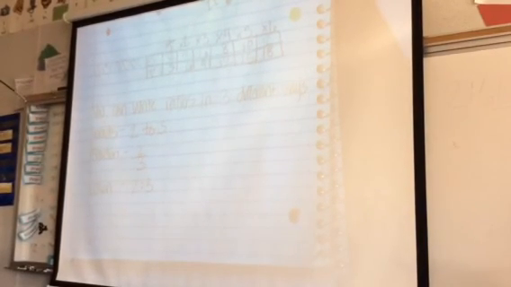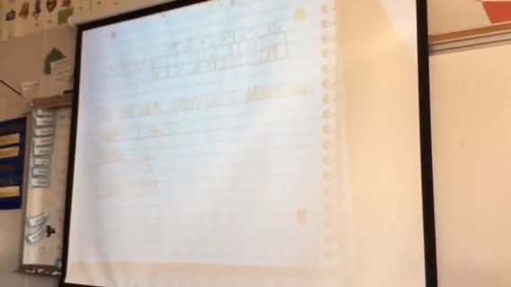As soon as your math journal matches my math journal, go ahead and put it in the corner of your desk and pull out your whiteboard. Thank you, Addison.